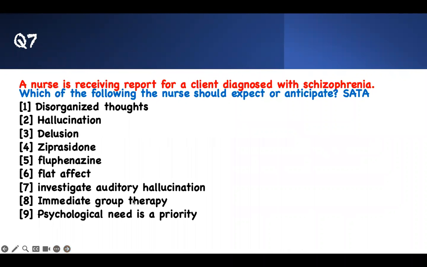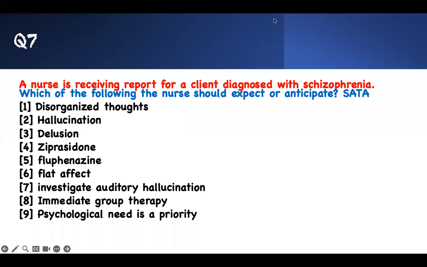Number 7, this is content to give you some content. Which of the following should the nurse expect or anticipate? Select or apply. What is the problem? A nurse is receiving a report for a client diagnosed with what? Schizophrenia. What do you think?